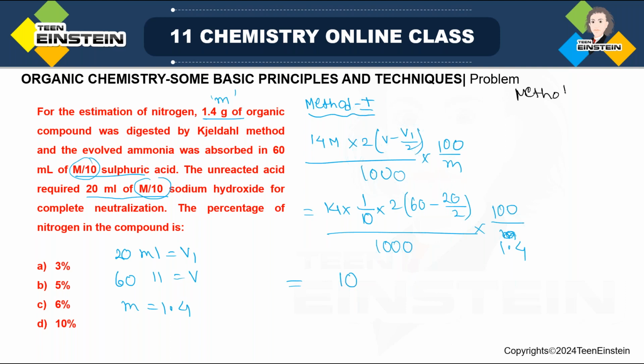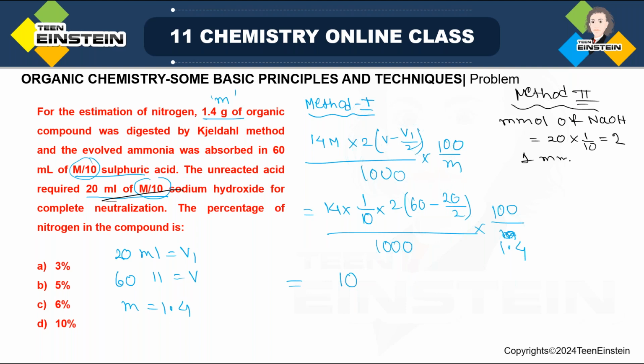But you can also logically solve this problem, which I prefer more because it is a general way to solve, and for this you don't have to remember all these formulas. So 20 ml M by 10 NaOH. Volume is in ml and molarity is 1 by 10. That means millimoles of NaOH you can get by directly multiplying 20 with 1 by 10. So this is 2.